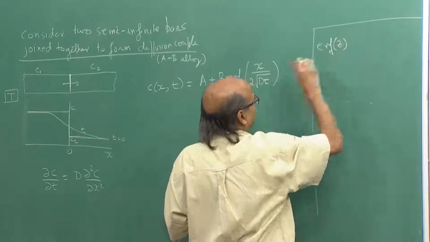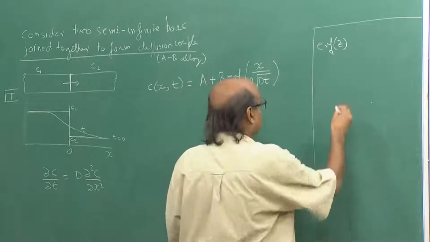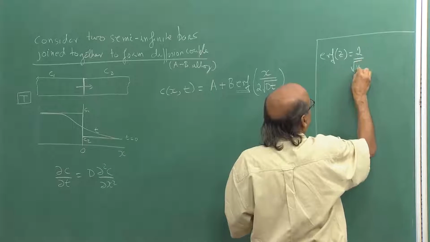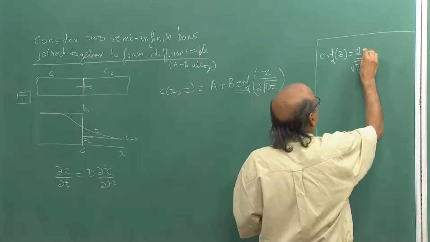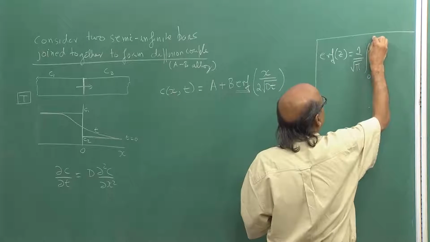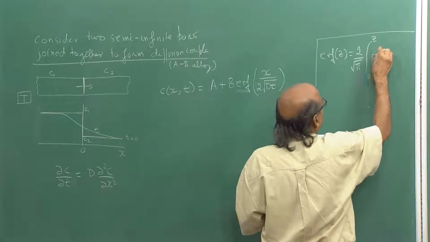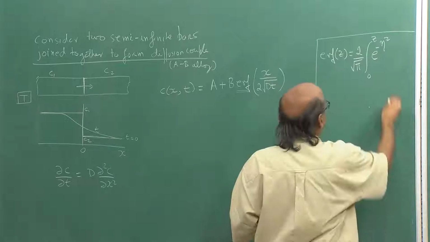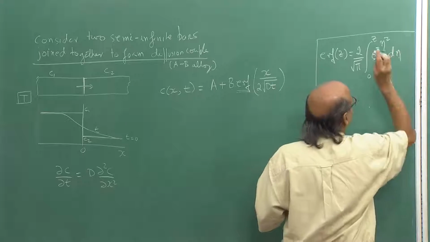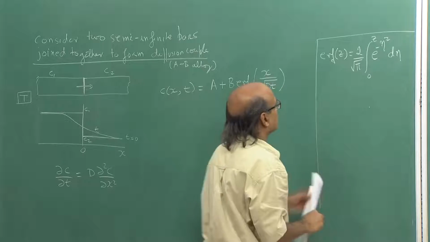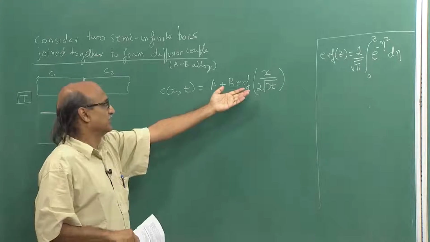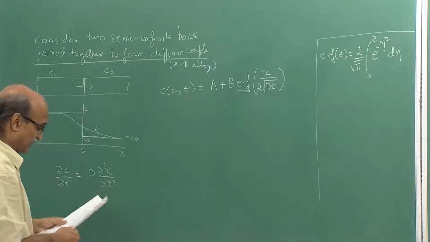Error function of z is equal to 2 upon square root of pi, integral 0 to z, e to the power minus eta square d eta. Now, this integral does not have an analytical solution, that is why the solution is written in the form of an error function.